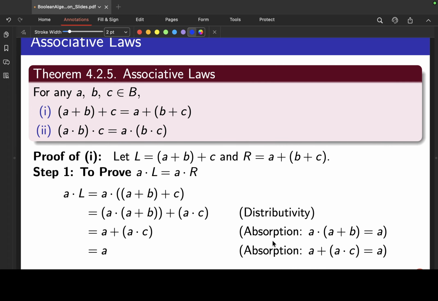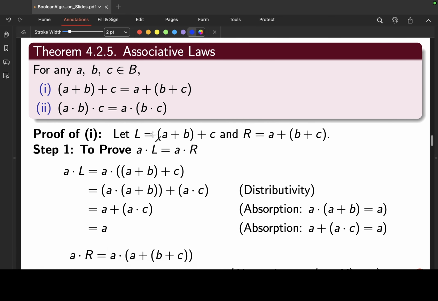Next theorem, associative laws. For any elements A, B, C belonging to Boolean algebra B: number 1, (A plus B) plus C equals A plus (B plus C). Number 2, (A dot B) dot C equals A dot (B dot C). Let the left hand side of 1 be L, (A plus B) plus C, and the right hand side be R, A plus (B plus C).